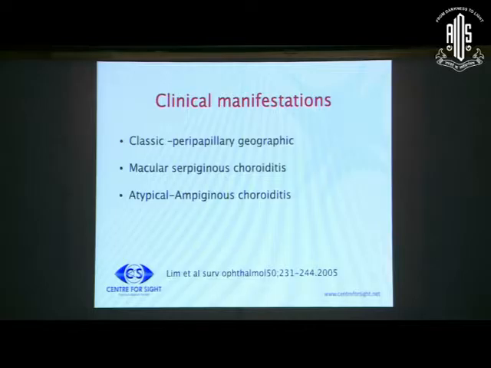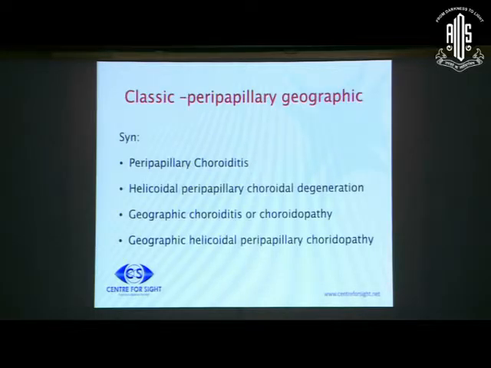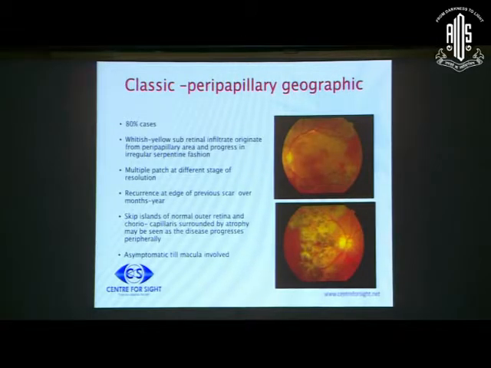You can have a classic peripapillary geographic serpiginous, also known as peripapillary choroiditis, helicoidal peripapillary or geographic choroiditis. These are the synonyms used. Typically, these are 80% of cases. They generally start off around the disc and, as I told you, spread along the arcades. There are multiple patches in different stages of growth, and the new lesions develop at the edge of the older lesions. You can also have skip areas in between. They remain asymptomatic until the macula starts to get involved. Only once the macula is involved does the vision start to drop.